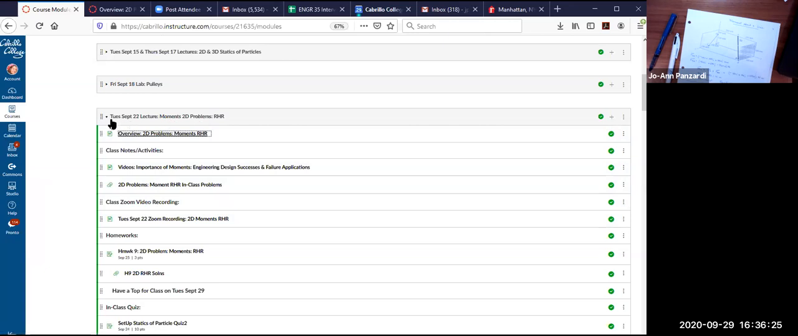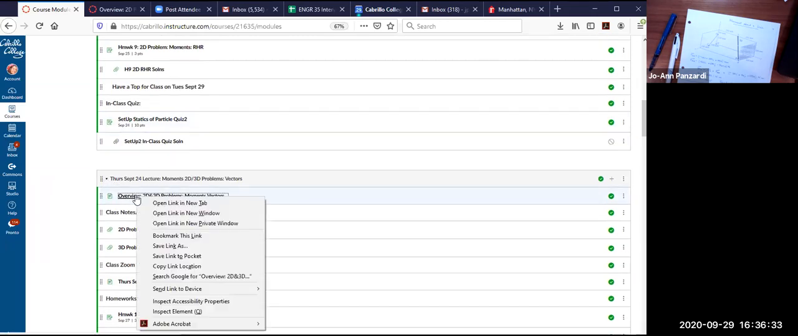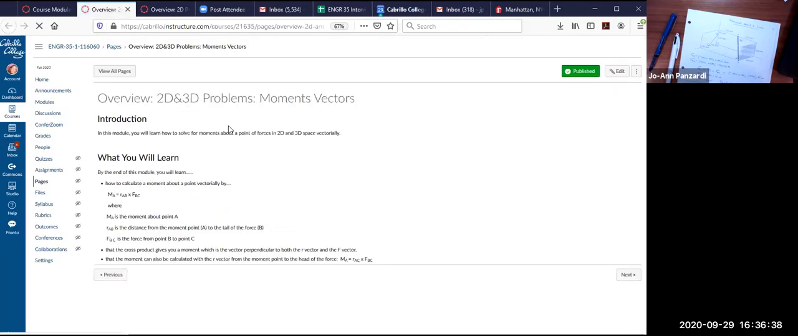And the next thing we did, so last Tuesday, we did a 2D problem using the right-hand rule. And then on Thursday, I'll just go over the overview again. We did both 2D and 3D problems solving for moments vectorially. And how did we do it? R cross F. We got the R vector, we got the F vector, we crossed them. Okay? And notice, everybody look up here. If my force goes from B to C and the moment I'm trying to find is about A, R goes from A to the tail of the force.